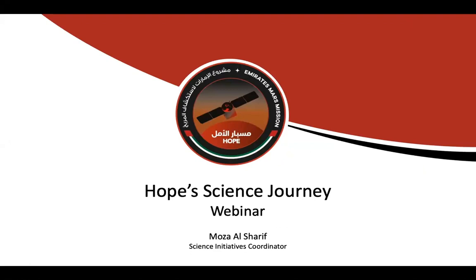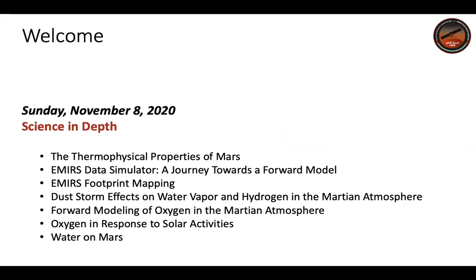This is the last series of the Hope Science Journey webinar, where we will have a series of interesting presentations from the team. These are the list of presentations we will have for today. First, the thermophysical properties of Mars, then the EMERS data simulator and EMERS footprint mapping. Then the dust storm effect on water vapor and hydrogen on Mars, and then the forward modeling of oxygen on Mars and the oxygen in response to solar activities and water on Mars. If you've been here in the previous sessions, it's not an introductory session. We will just dive deeper into the sciences, hence the name of the webinar.